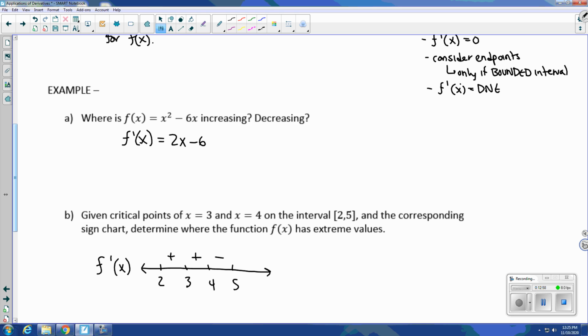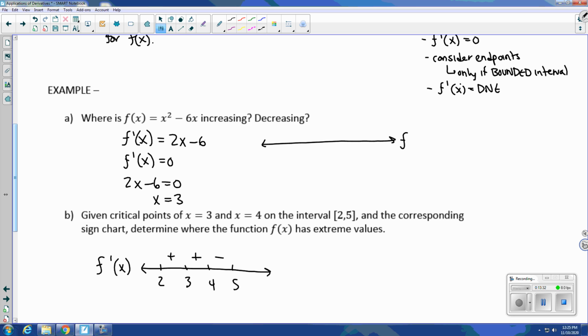Now, I want to be able to identify critical points from here. Critical points are where the derivative equals 0 or where it's undefined, or endpoints. This function is not bounded. It has a domain from negative infinity to infinity, so it's unbounded on both ends. Also, the first derivative will never be undefined, so all I need to know is when this first derivative equals 0. So 2x minus 6 equals 0, x equals 3. So my critical point is at 3.